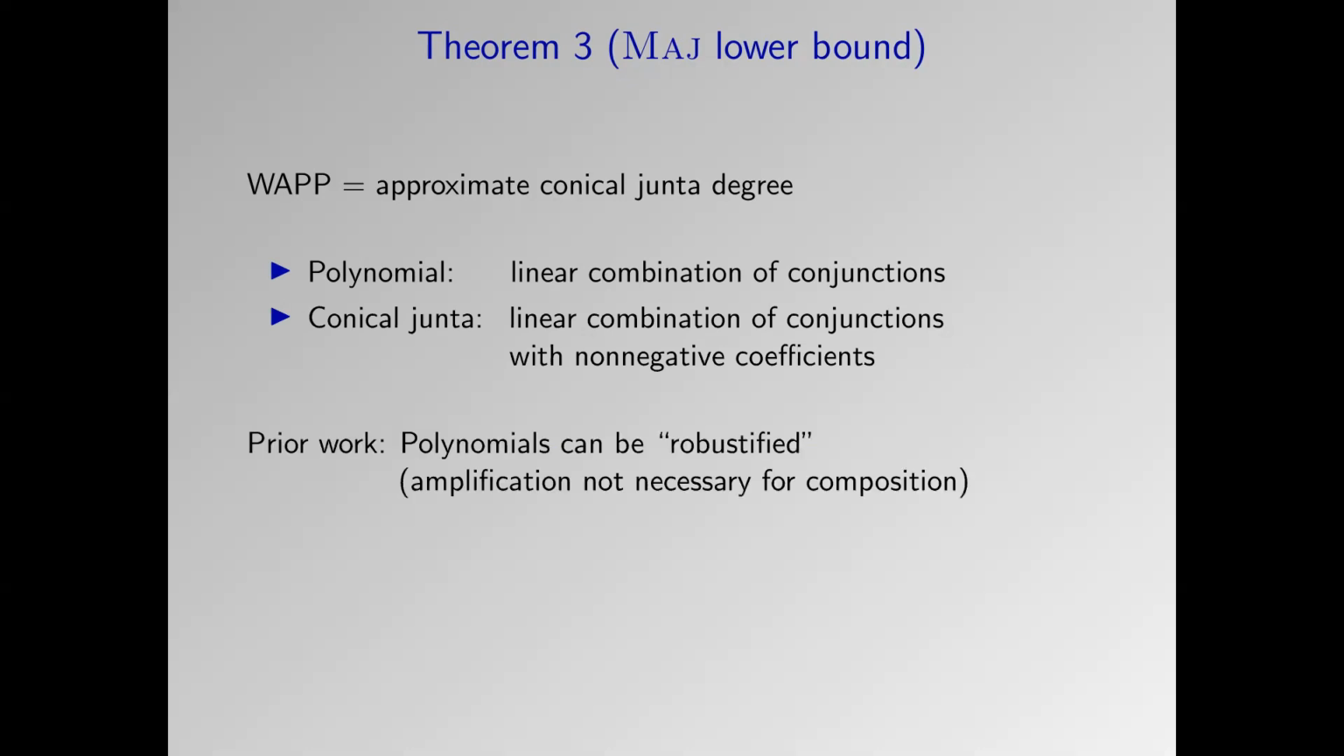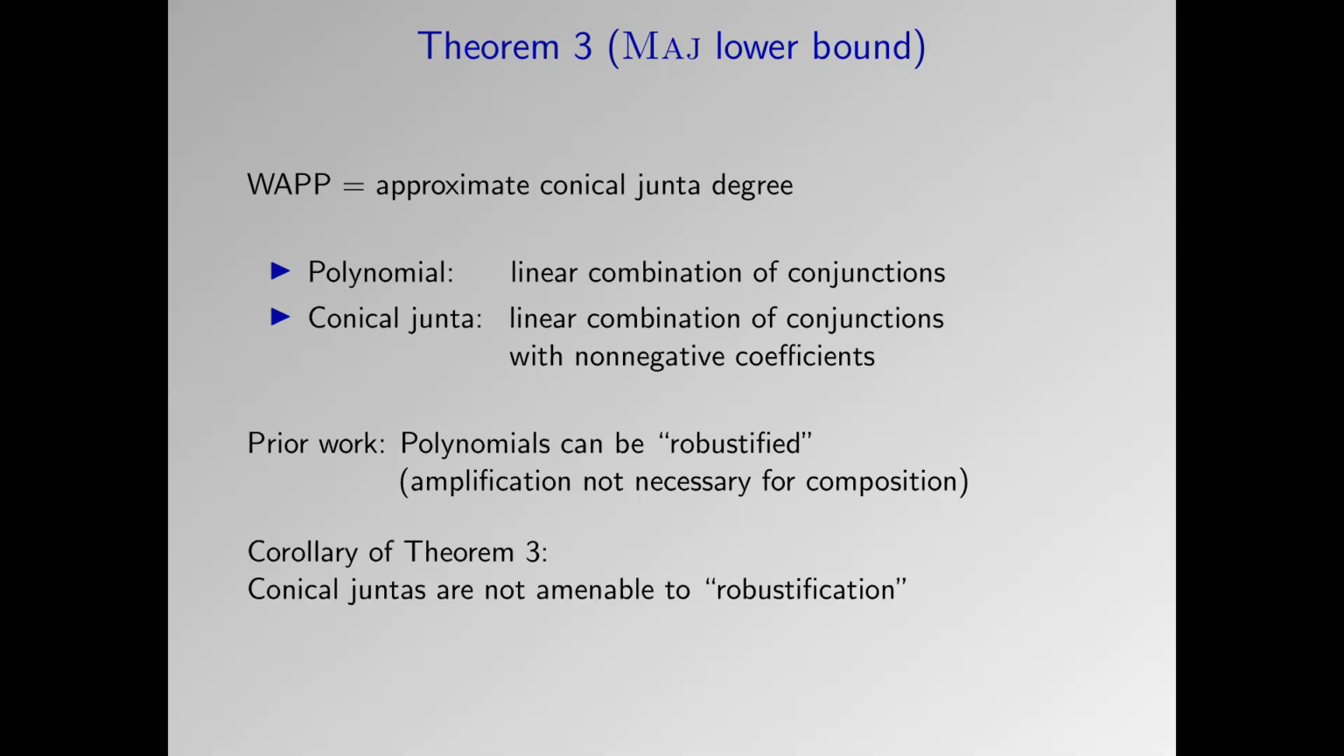Prior work by Sherstov showed that polynomials can be robustified. That is, amplification is not necessary for composition when you're dealing with low-degree polynomials. A corollary of our Theorem 3 is that in a strong sense, conical juntas are not amenable to robustification. So this non-negativity constraint on the coefficients is really inhibiting.